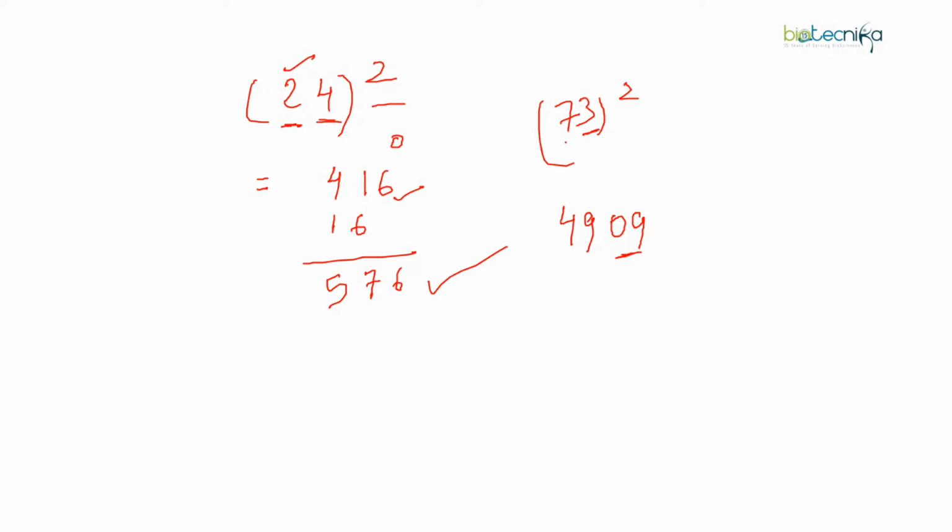नाउ अब हमें क्या करना है? 7 इंटू 3 इज 21 एंड 21 इंटू 2 इज 42, राइट? सो फर्स्ट यहाँ जो वंस के प्लेस में है जस्ट लीव दिस एंड देन 42 जस्ट इसमें ऐड कर दो, सिंपल. सो 9 2... okay 5329. This is the square of 73, right?